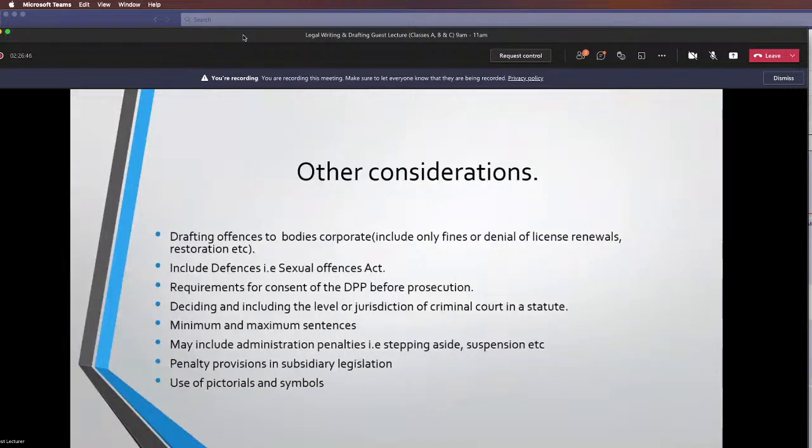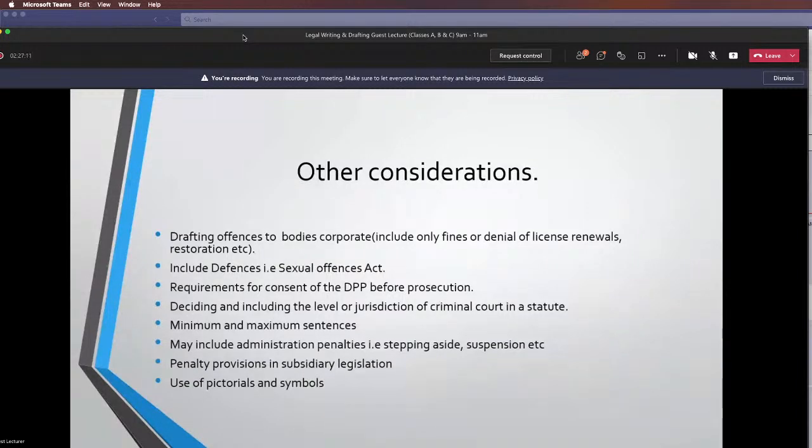Again, sometimes we want to decide and include the level of jurisdiction of criminal court in a statute. And this is always done at section 2, or whichever section has the definition or interpretation. So it may be important that you say court means the High Court, or court means a Chief Magistrate's Court, based on the criminal nature and where it will be sentenced.